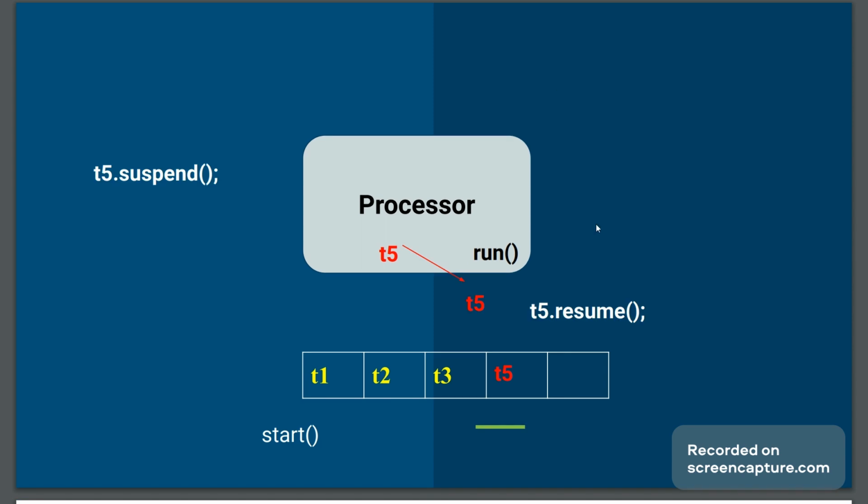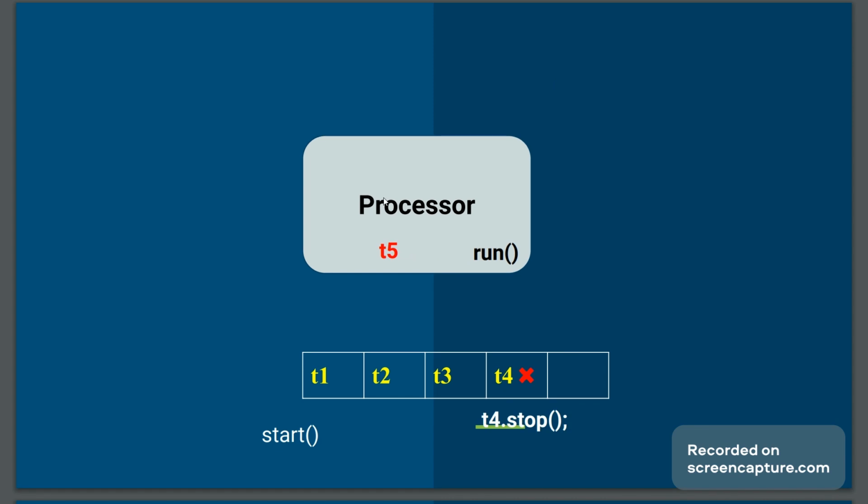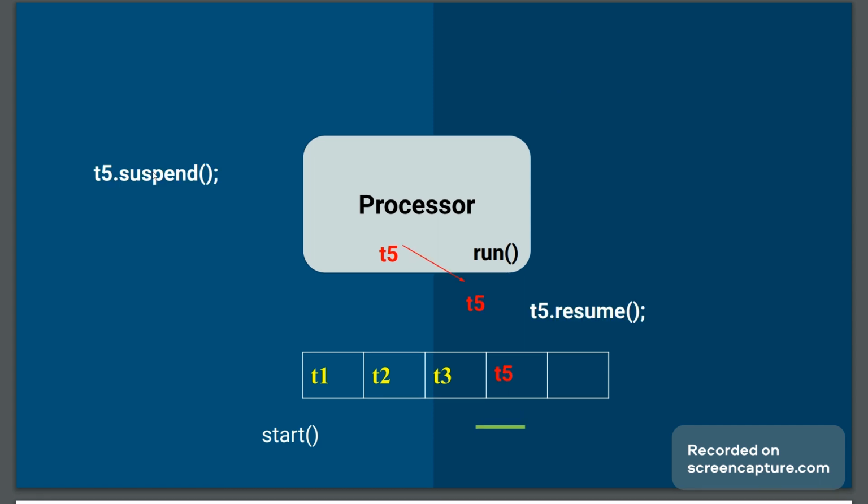Now, suppose the running thread is T5, and I want this T5 to be suspended for some time. So I will call the T5.suspend method. Once T5.suspend is called, the processor will move this T5 to the block state, and it will be idle for some time till you call the resume method. Once you call the T5.resume method, it will get placed in the queue again and it will wait for its turn.